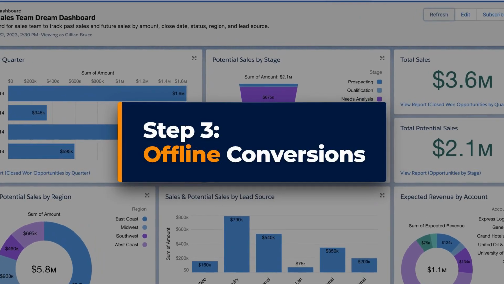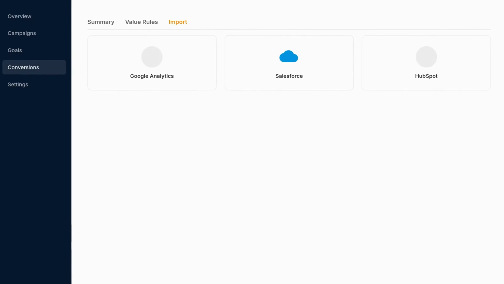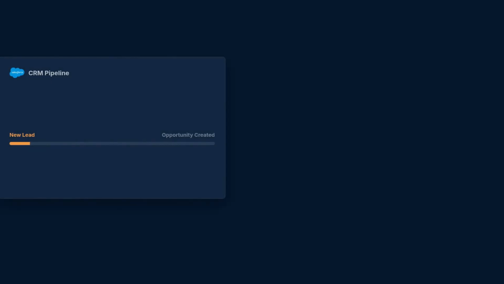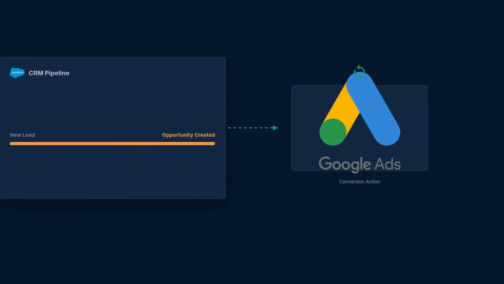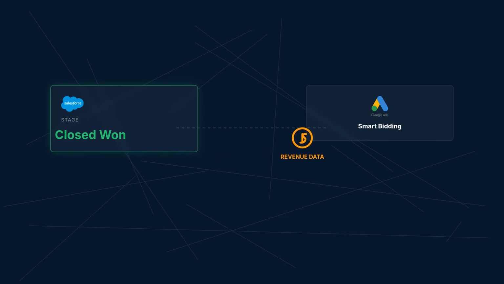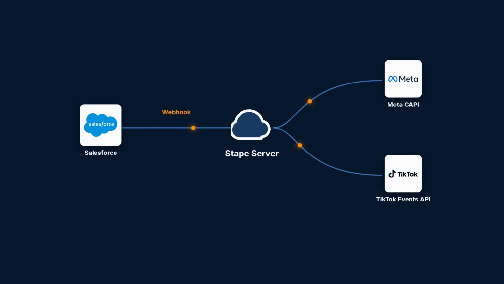For Google Ads, use Salesforce's built-in integration. In Google Ads, select Import, then Salesforce. Connect your account. Google Ads will sync directly with your Salesforce org. Create 2 conversion actions. First, Salesforce opportunity created, which fires when a lead converts to an opportunity. Second, Salesforce closed won, which fires at the final stage. Include deal value so Smart Bidding can optimize for revenue, not just counts. For Meta and TikTok, use a webhook from Salesforce to your GTM server container.